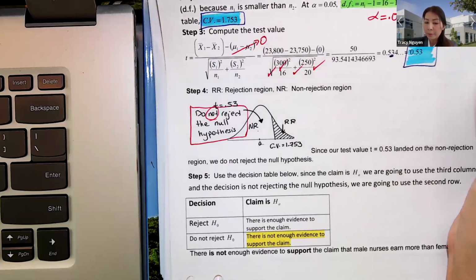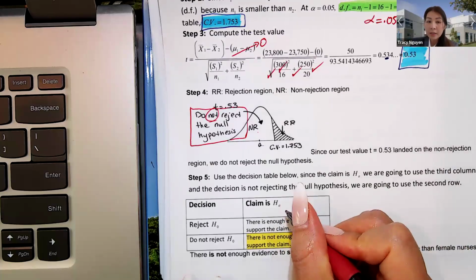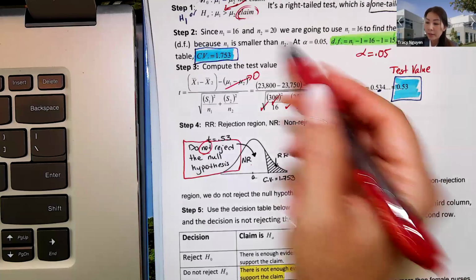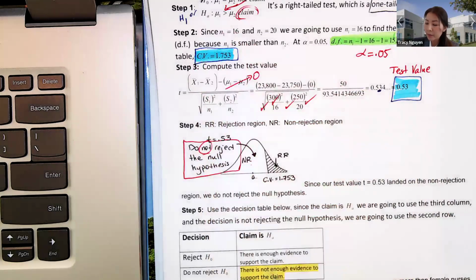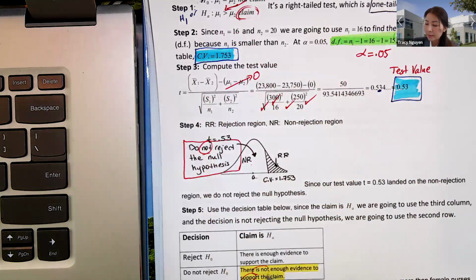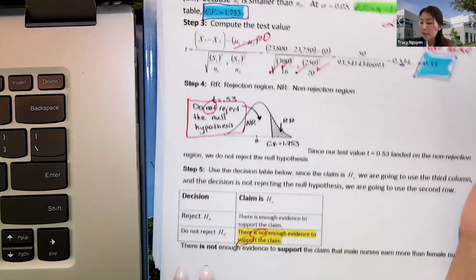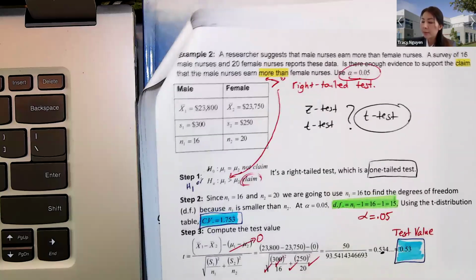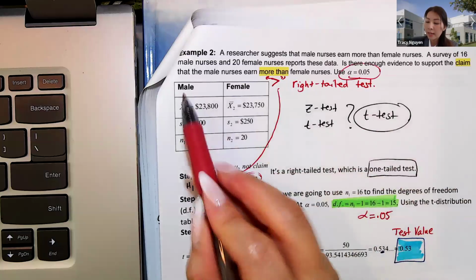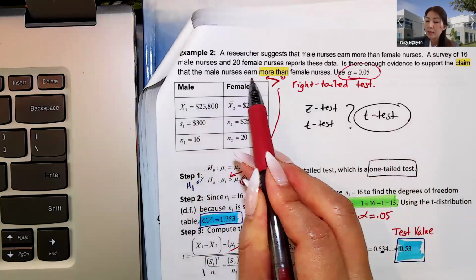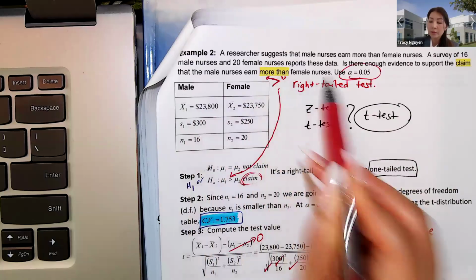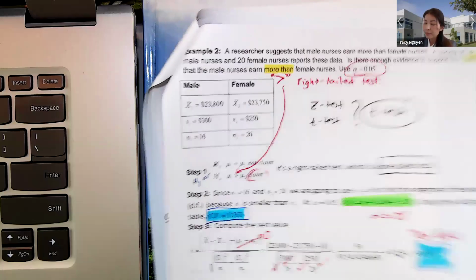Then when we summarize it, we go to the table where the claim is H0 or H1, which we use the language of support. So there is not enough evidence to support the claim. And what's the claim? The claim that the male nurses earn more than female nurses. Okay. So that's what we have for this problem.